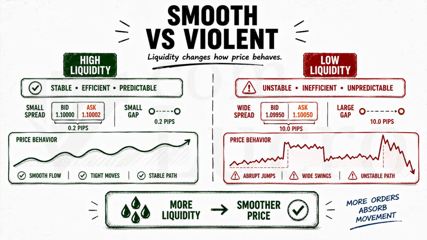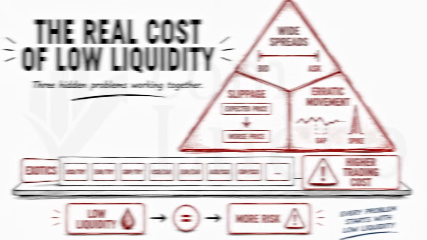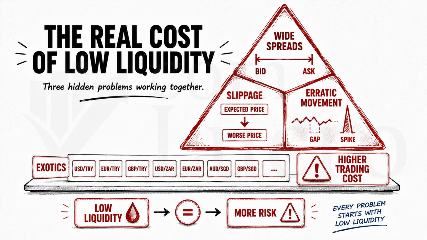The third thing is smoother movement. Deep participation tends to iron price out. You get fewer of those wild, random spikes, and fewer of the ugly gaps that leap straight past where your stop was sitting. A thin market, by contrast, can lurch violently on a single large order because there's nobody there to absorb it. So now you can see the full picture of what a low liquidity pair really costs you.